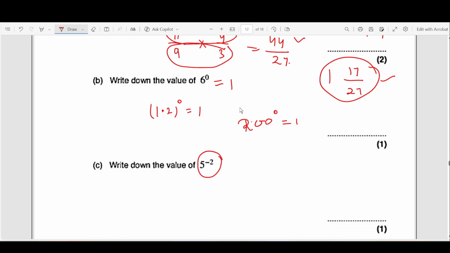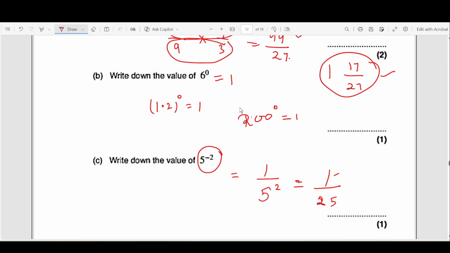So 5 to the power negative 2, we can write it as a positive power, like 1 over 5 to the power positive 2. So that's how we convert negative into positive, by putting 1 in the numerator. 5 squared is 25.